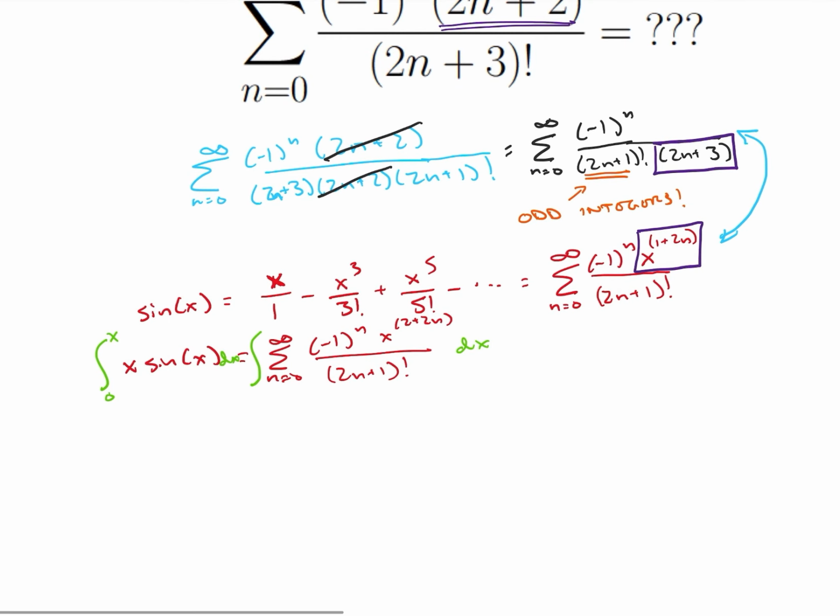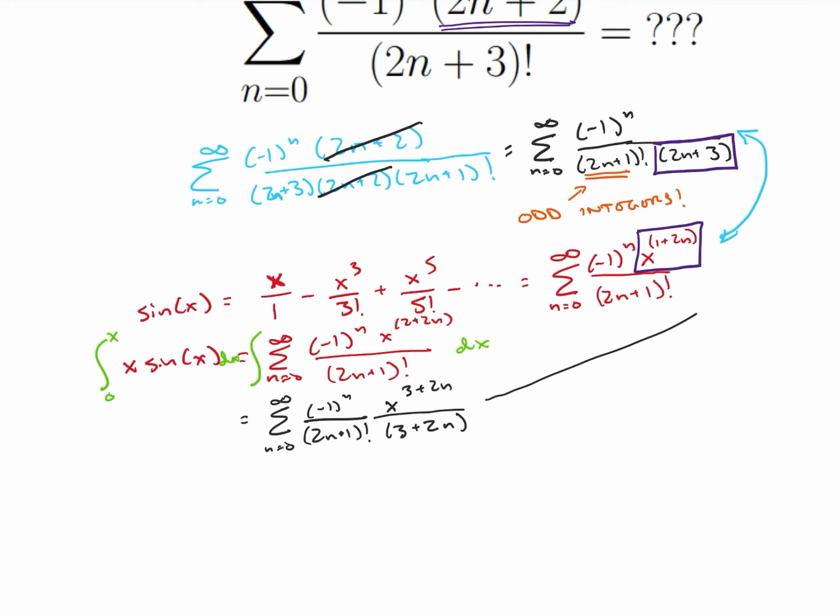Let's look specifically at the right side. The right side is going to end up being the sum from n equals 0 to infinity of, still going to have that (-1)^n over (2n+1)!, which is just a constant. But then I'm going to have x to the 1 greater than that, so x^(3+2n), divided by that exponent, 3+2n. And this is starting to look really, really good.